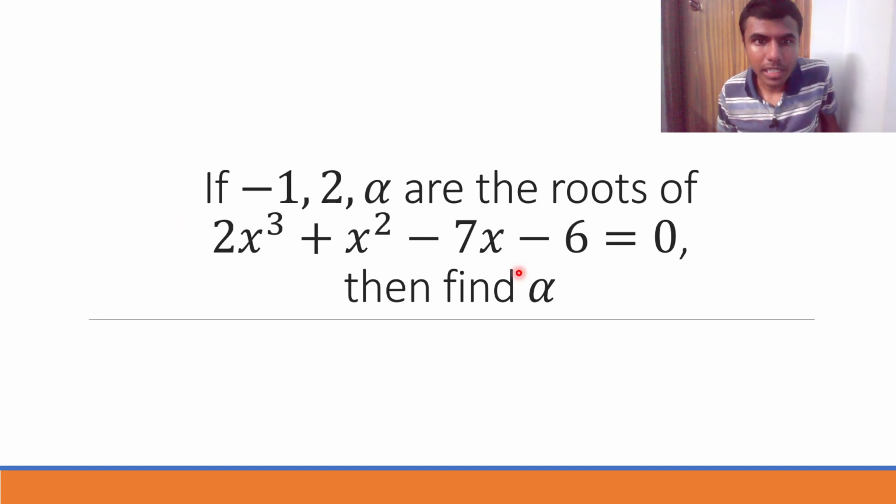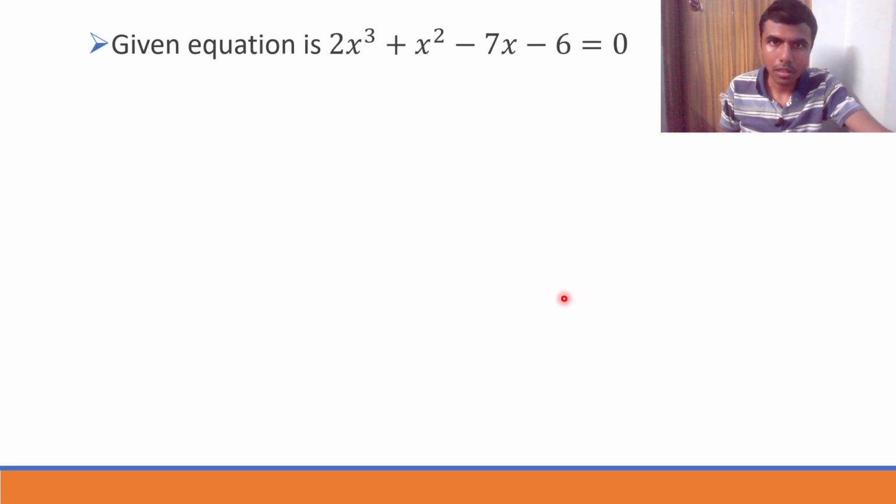Here we are given that minus 1, 2, alpha are the roots of 2x cube plus x square minus 7x minus 6 equal to 0. Then we have to find out alpha. This is a pretty simple question, but you have to be a little careful while solving this. This is the given equation.